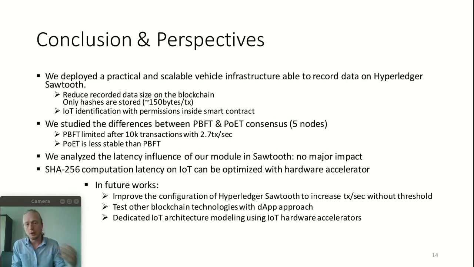The goal is to increase the number of transactions per second, but also to increase the threshold of that 10,000 transaction limit. So we want to increase that and have no limit of transactions. Also, we want to test other blockchain technologies, maybe adding a decentralized application approach. And finally, in future works, we want to use dedicated IoT architecture modeling using IoT hardware accelerators.